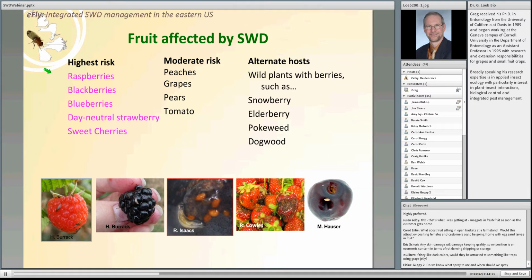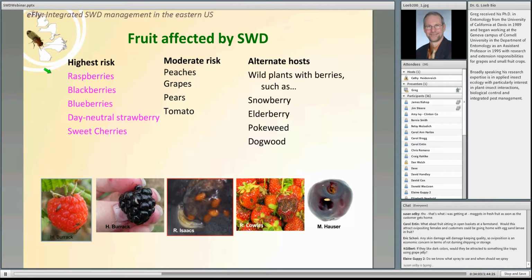Kay Gilbert asked if they are attracted to dark colors, would they be attracted to something like traps using grape jelly? Yeah, that's a good possibility. They are attracted certainly to apple cider vinegar, and they're attracted to wine, so some fermented grape juice. They're attracted to bread dough that's started to ferment a little bit. This is work that Rich Coles discovered last year. So a lot of these aromas associated with fruit and even fermenting fruit seem to be attractive. Whether grape jelly would be the right thing.